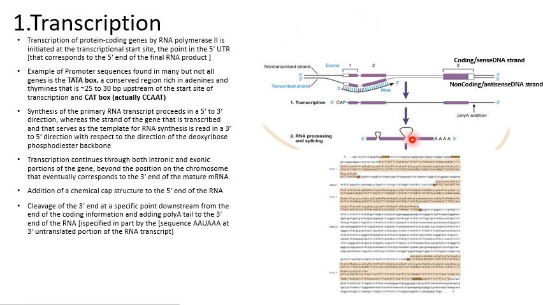And then the transcription continues through both the introns and exons across the gene, and even beyond the position of the chromosome that eventually corresponds to the end of the mature mRNA. And then a cap will be attached to the 3' end, and usually this is the poly A tail. And this poly A tail appears to increase the stability and results in what we call a polyadenylated RNA.